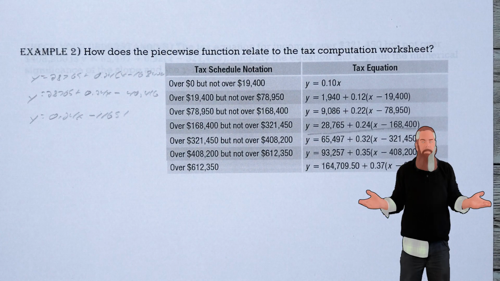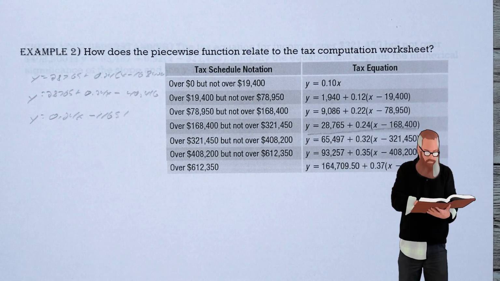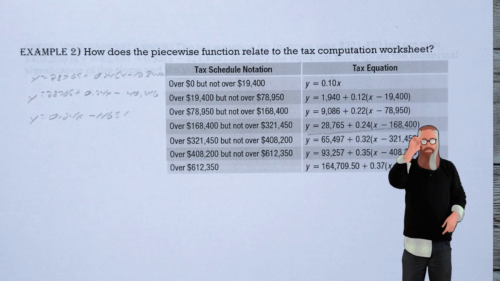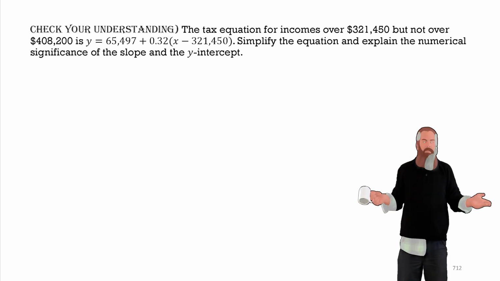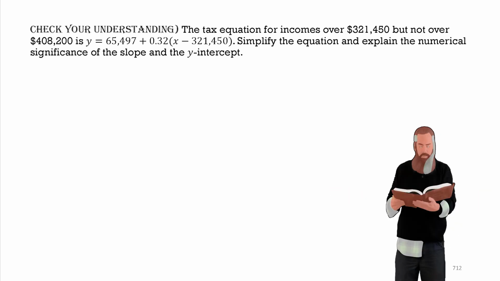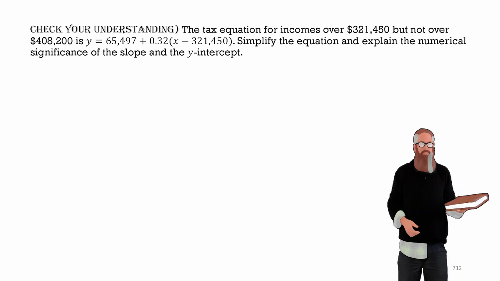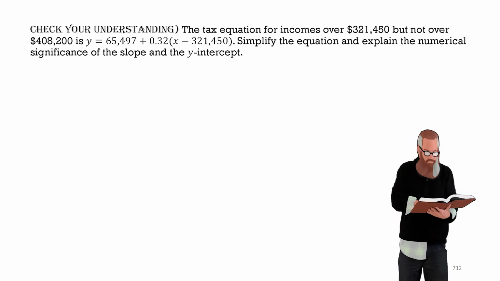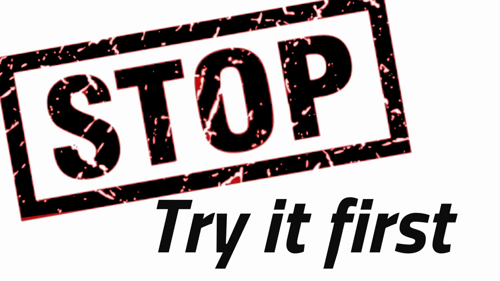Expressing the tax schedule equation in y equals mx plus b form illustrates where the number of tax computation worksheets come from. Let's check our understanding. The tax equation for incomes over $321,450 but not over $408,200 is y equals 65,497 plus 0.32 times (x minus 321,450). Simplify the equation and explain the numerical significance of the slope and the y-intercept.